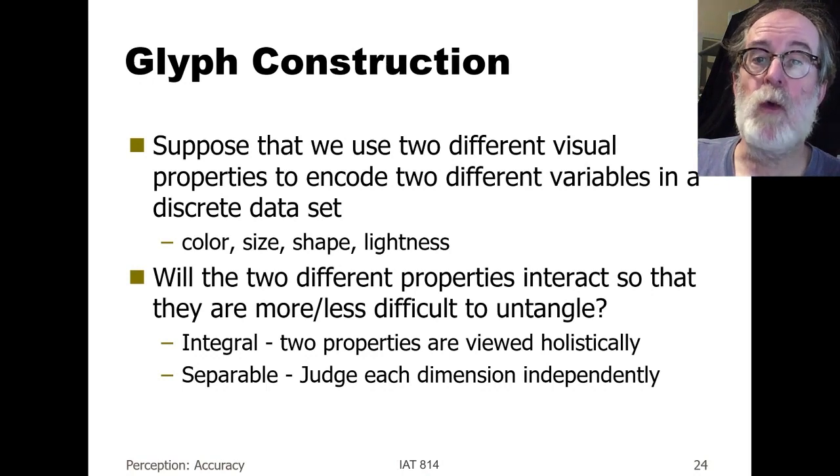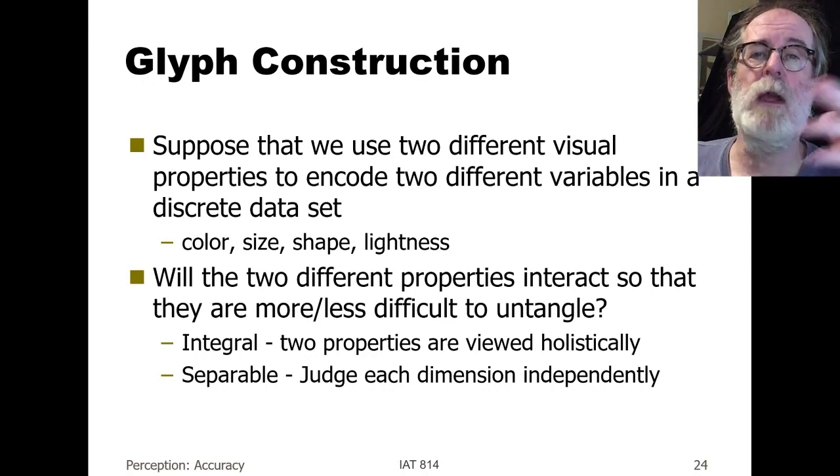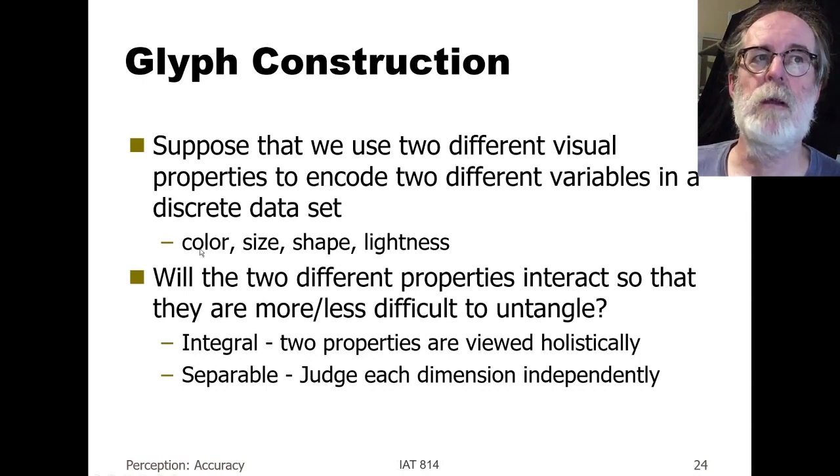So let's say you want to do something more, not only talk about restaurant size, seating capacity, but also say, quality or Yelp rating or something like that. So what you would like to do is to be able to use some visual thing such as color, size, shape, lightness, other visual attributes of stuff you're drawing on a map or some other display to be able to depict two variables that are of interest in your visualization. The question is, will the two different properties interact such that they are more or less difficult to untangle?